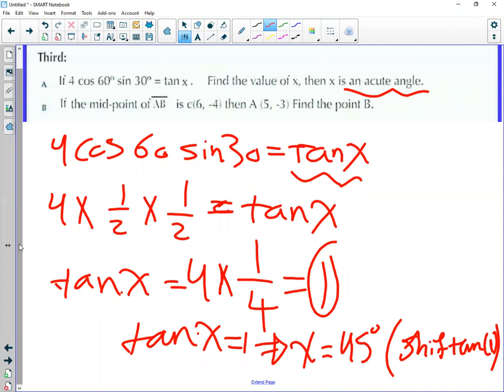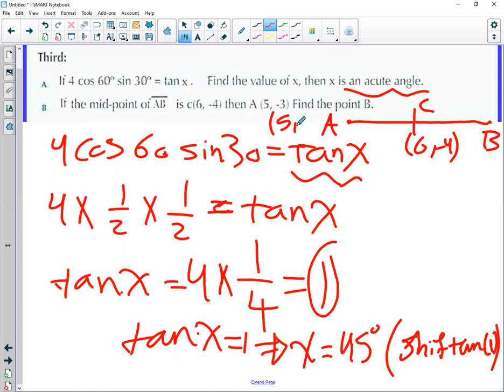Letter B. If the midpoint of the line segment AB is C, and C is the ordered pair (6, -4), and A is (5, -3), find the point B. Notice that this is the line segment AB, and this is the midpoint C, (6, -4). A equals (5, -3). So the coordinates of B equal what?